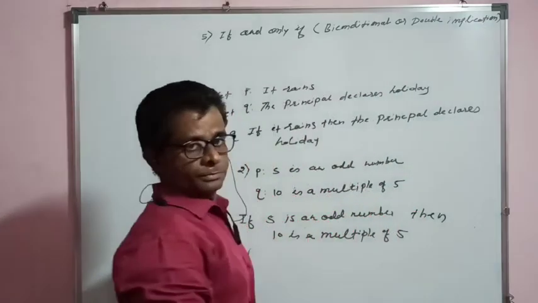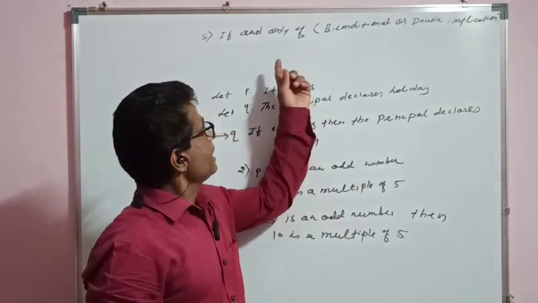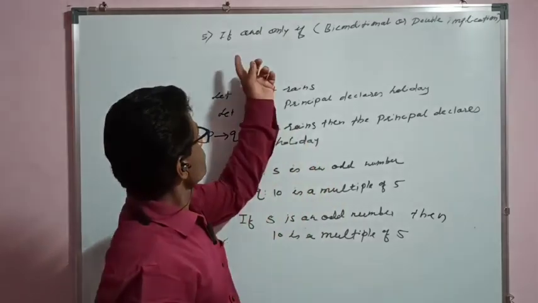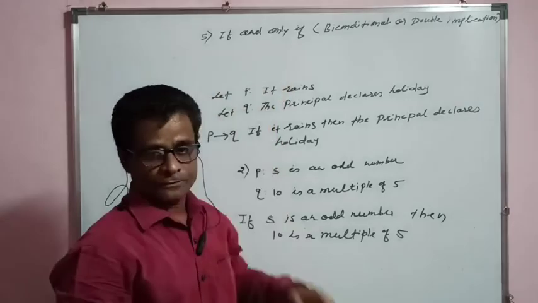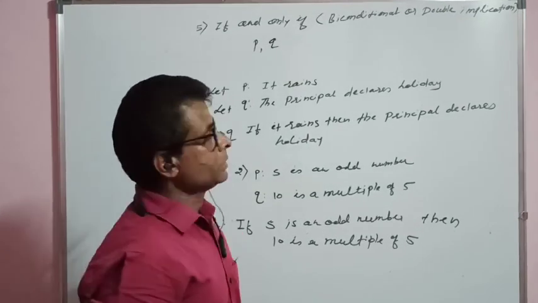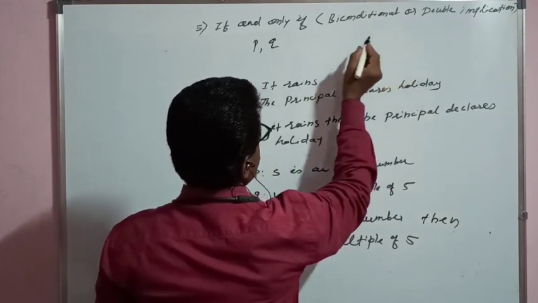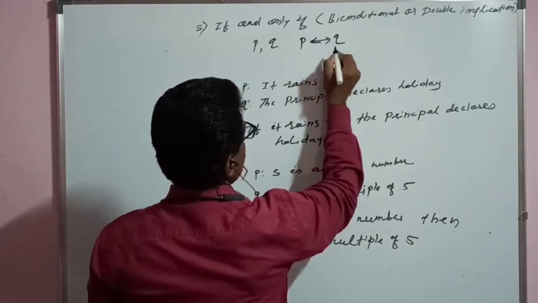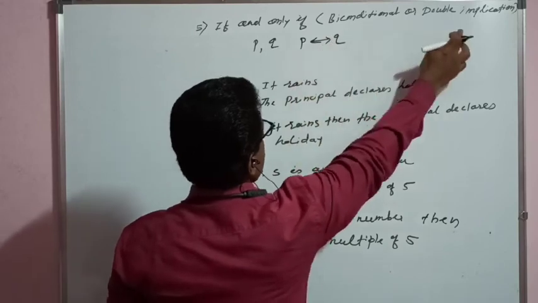Double implication. If P and Q are any two statements, then the biconditional statement is obtained by using the connective if and only if. If P and Q are any two statements, then their conditional, biconditional or double implication is given by P double arrow Q. So P biconditional Q or P double implication Q.